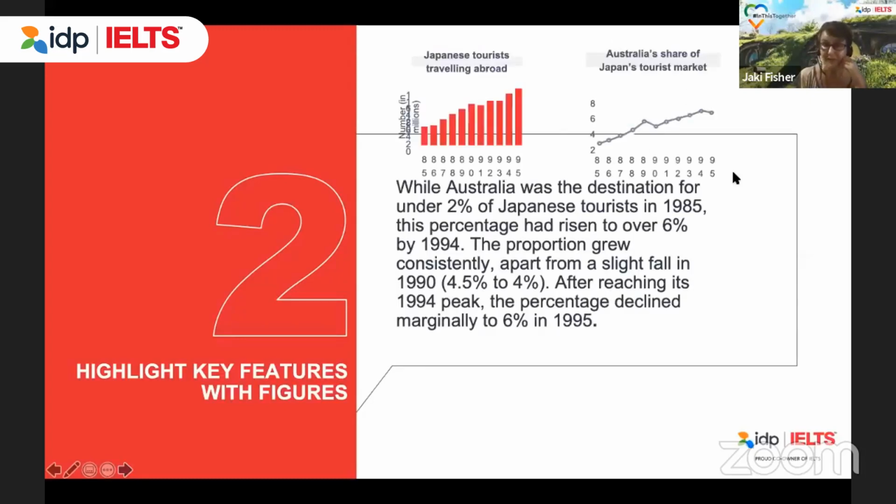Now we have to talk about the second one. So let's have a look. While Australia was destination for under 2% in 1985, it had risen to over 6% by 1994. Can you see the past tense? Was, had risen. The proportion grew consistently apart from a slight fall, remember that, in 1990, and we say what the numbers were, 4.5% to 4. After reaching its 1994 peak, which we said was 6, the percentage declined marginally to 6%. Yeah, so see, we included all the important numbers so the examiner could draw it.